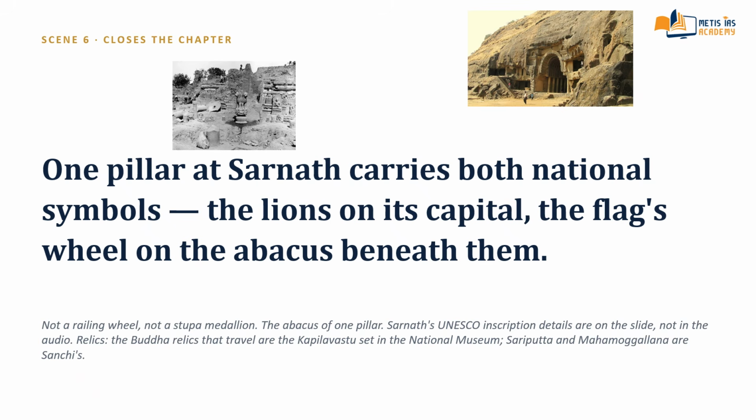Sarnath is where the first sermon was delivered, where the wheel that turns upon every railing in this chapter was first set turning. It carries the Dhamek Stupa and the Ashokan lion capital. Now be precise about the capital, because this is where candidates get it wrong. Both of India's national symbols come from the same object.